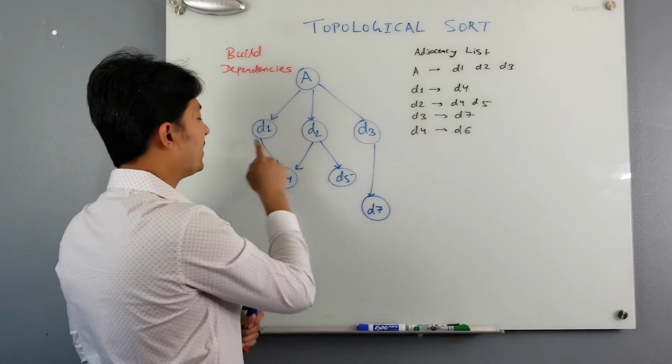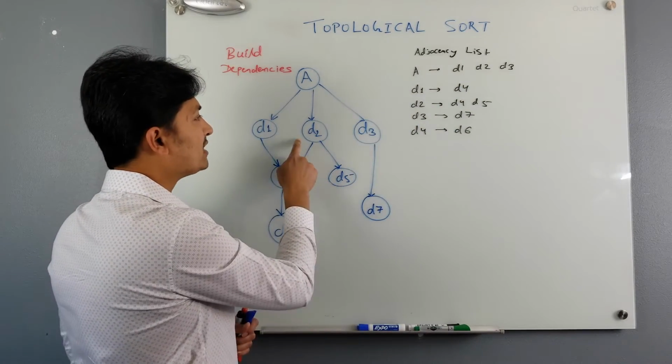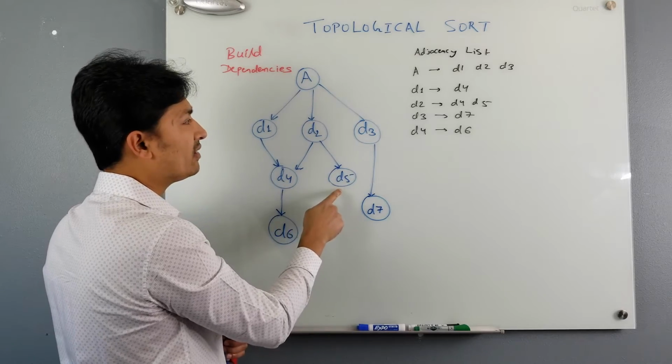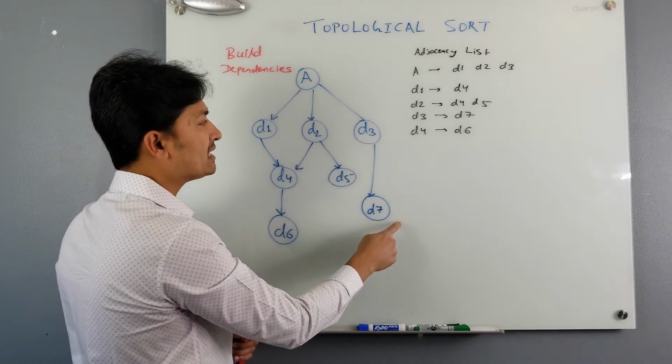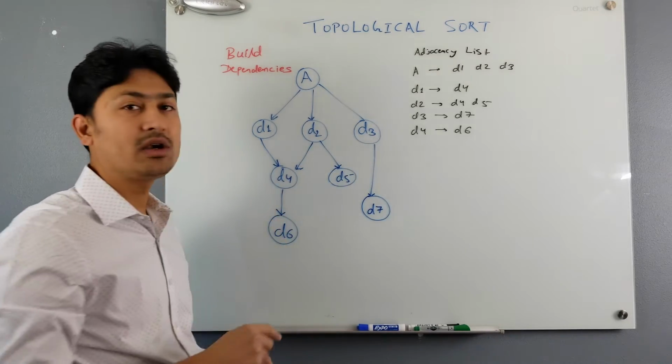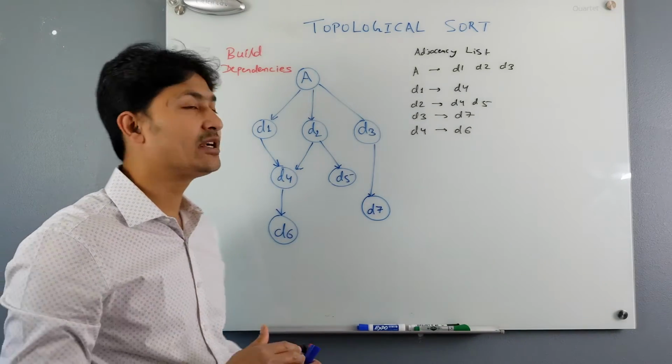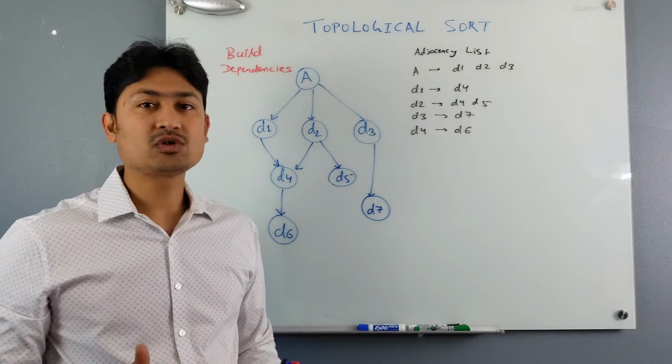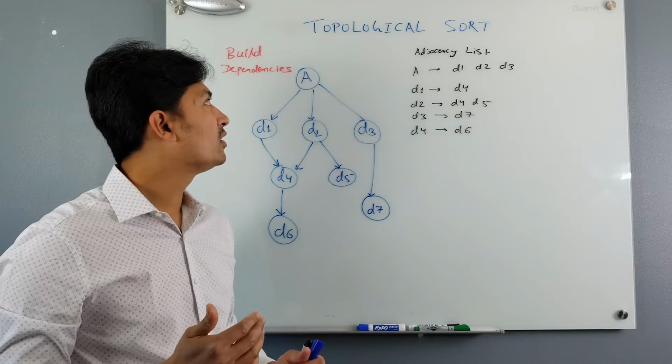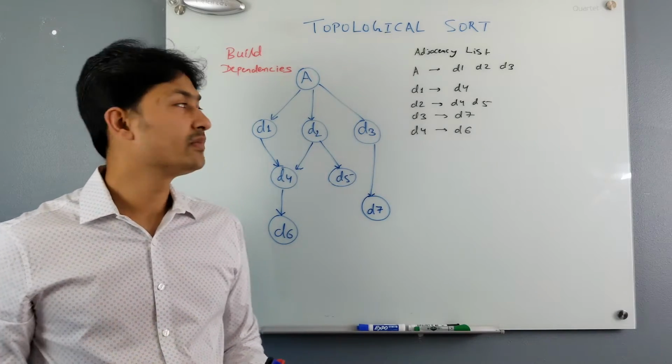Likewise, D1 has a dependency on D4. D2 has a dependency on D4 and D5. D3 has a dependency on D7 and D4 has a dependency on D6. So as I told, we will be using a queue to solve the problem using the topological sort algorithm.